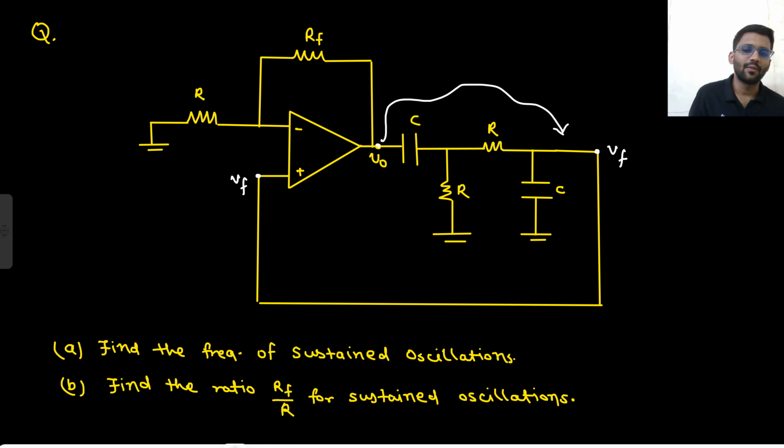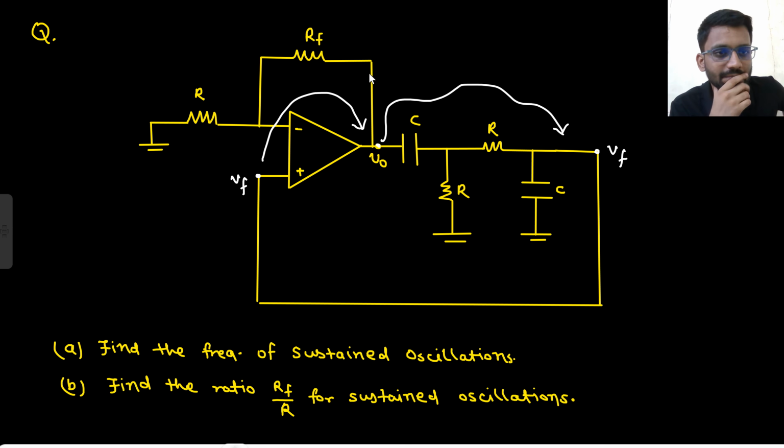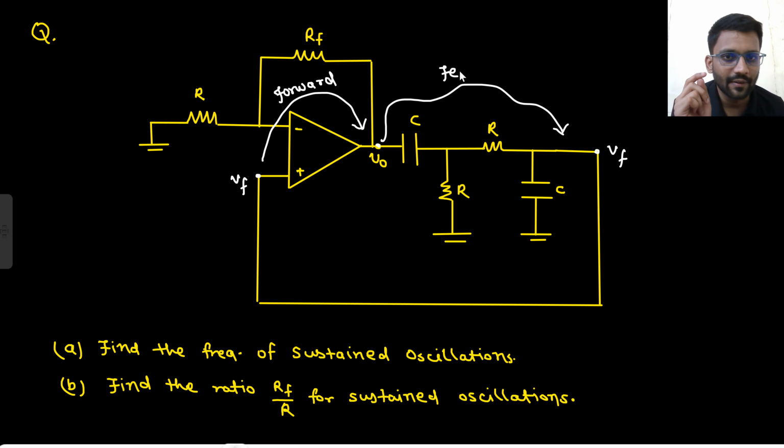Can you tell me, or you can make it in this manner as well? From here to here, this will be the forward gain. This is the feedback, and this will be the forward gain. Can you tell me how much phase shift is there in the forward path? Here, find the frequency of sustained oscillation, and you need to find the ratio of RF by R for sustained oscillations. Okay, two questions are there. So what is the forward path? This is the forward path, and this is feedback.